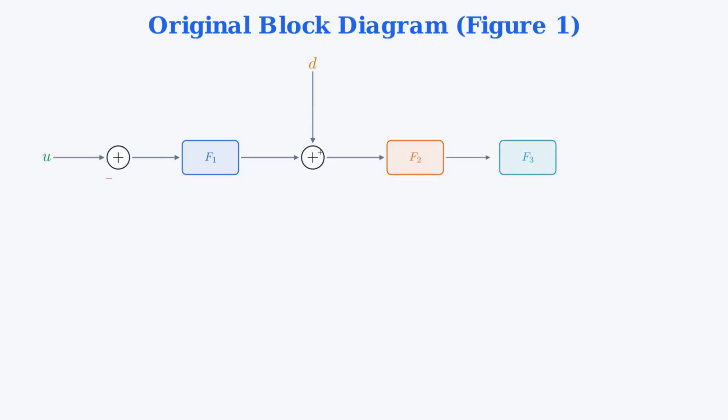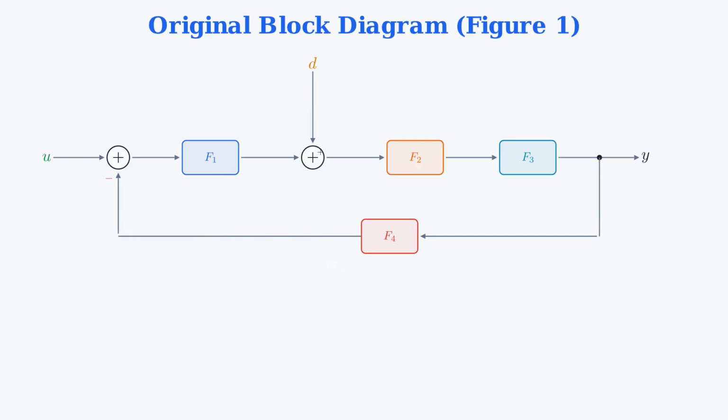Here is the problem. We are given a block diagram with 4 transfer functions F1, F2, F3, and F4. Let me describe the diagram. The input U enters a summing junction with negative feedback. From there, the signal goes through F1. After F1, there is a second summing junction where the disturbance D enters from above. After this junction, the signal goes through F2, then through F3, and the output is Y.